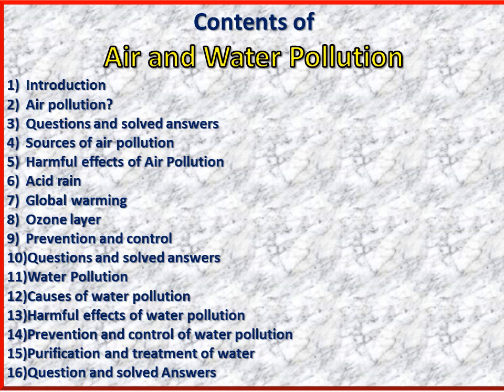Ninth, prevention and control. Tenth, questions and solved answers. Eleventh, water pollution: causes of water pollution, harmful effects of water pollution, prevention and control of water pollution, purification and treatment of water, and questions and solved answers. Students, we have already discussed air pollution and global warming, acid rain, etc. So today we will start the topic water pollution.